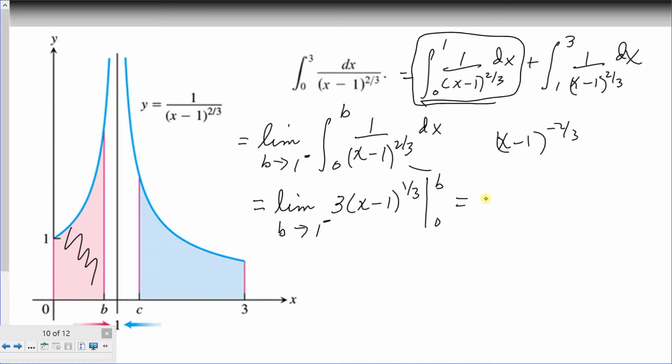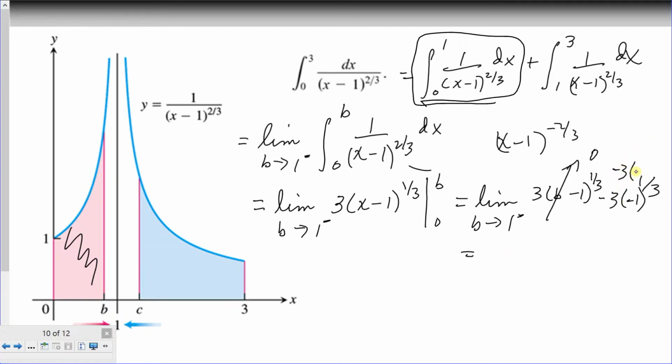And this is equal to the limit as B approaches 1 from the left of 3, plug in B minus 1 to the 1/3 power, minus 3 minus 1 to the 1/3 power. And you can see that this will go to 0, and we'll be left with minus 3 times minus 1 to the 1/3, which is minus 1, and we get 3. So this side is going to be 3.